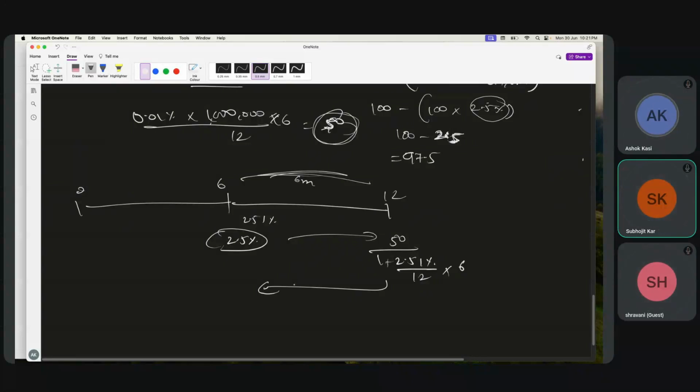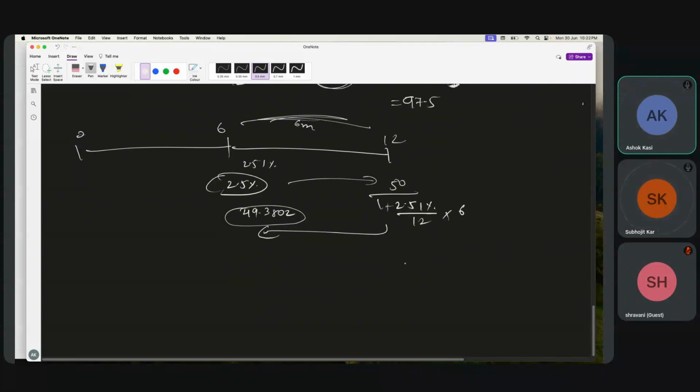49.3802. So if the interest rate goes up, this is the amount. Now if the interest rate comes down by 0.1 percentage, see, 1 plus 2.5 now, 2.49. 2.5 is the in-between one. Interest rate going up and interest rate coming down, both we are checking. So if it comes down to 2.49 percentage, you check for 4 decimals.